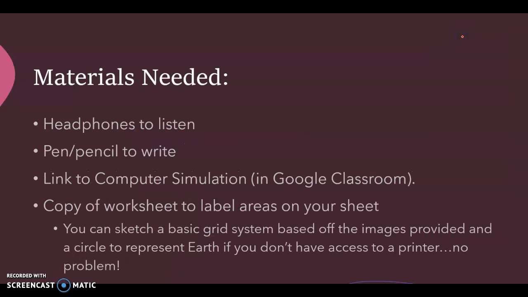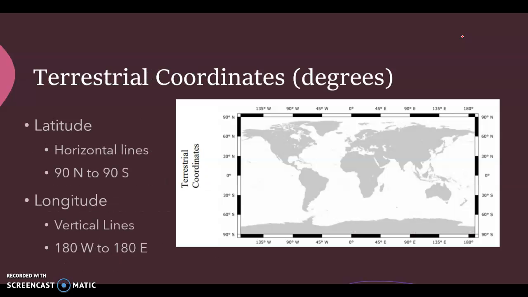So, you need headphones to be able to listen to me speaking. You need a pen or pencil to write with. The link to the computer simulation is provided in Google Classroom, and then a copy of the worksheet to label areas on that sheet. If you don't have a printer and you aren't able to access the worksheet just yet because you're in Cohort B, then you can simply do a row and column system on a piece of paper and just copy down the numbers that appear on the worksheet. For your Earth, you can just make a circle and then draw the lines across and label them where appropriate.